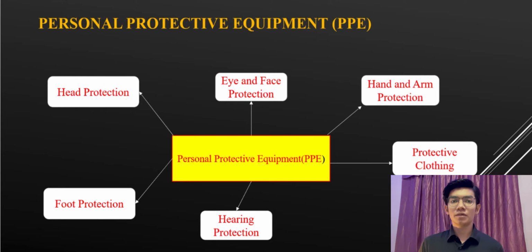Here we have some personal protective equipment, which is PPE. Personal protective equipment: firstly, we have head protection, foot protection, hearing protection, eye and face protection, hand and arm protection. Lastly is protective clothing.